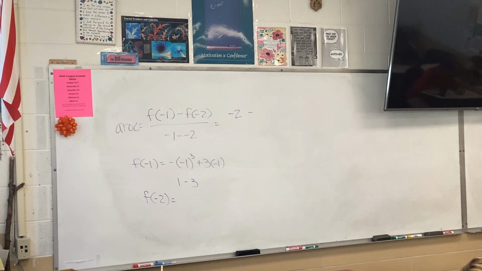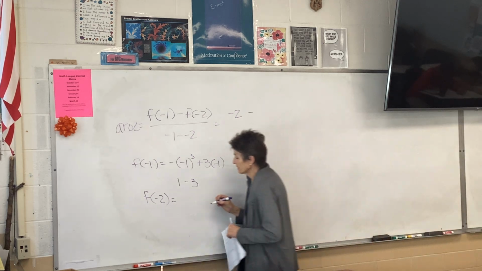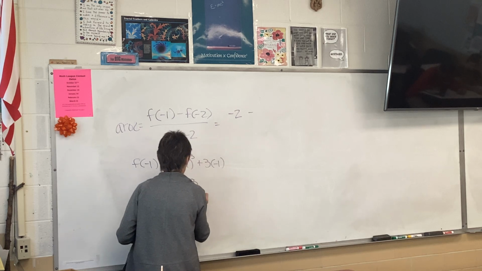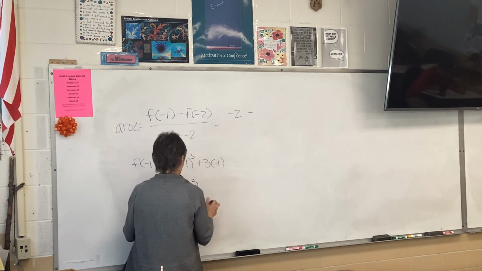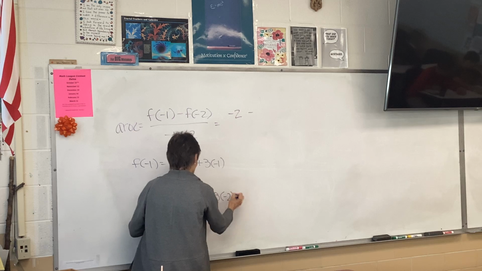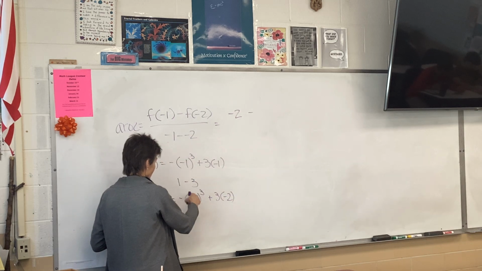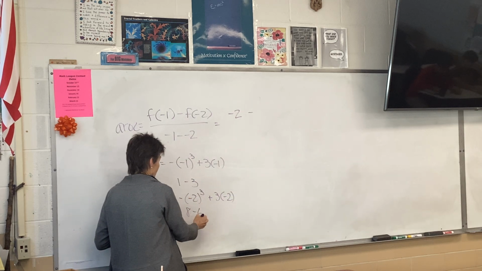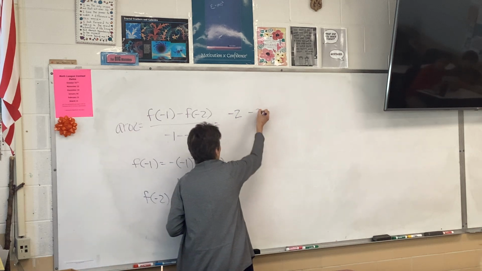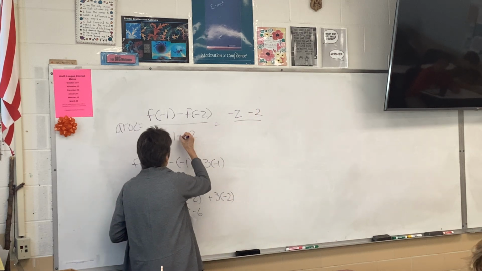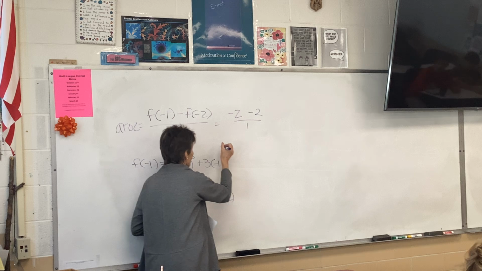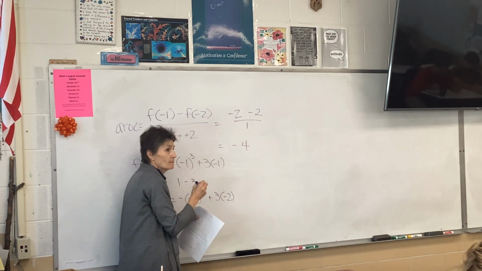So what do I get when I put in -2? I get -2 cubed plus 3 times -2. Okay, so this right here is going to be 8. Did you get 2? It looks like the denominator is 1. So did you get -4?